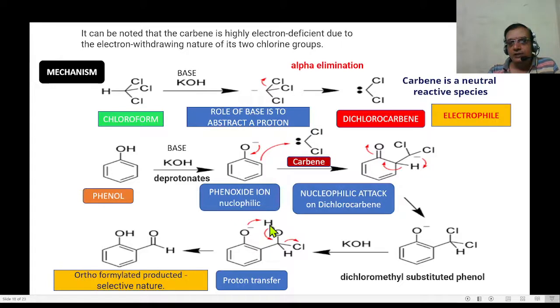Now this proton is transferred here. In such cases, the pair of electrons goes to the C and O, thus forming a carbonyl group and leaving Cl minus, so that an aldehyde group is formed at the ortho position. So it is called the ortho-formylated product. And this particular reaction is selective in nature; there is formation of the ortho product only.